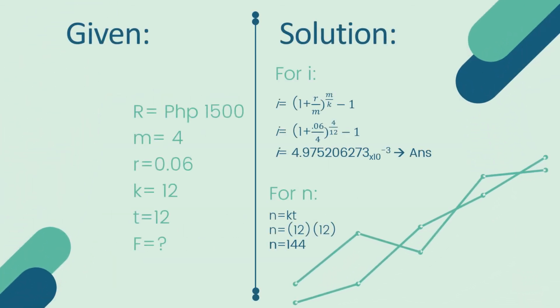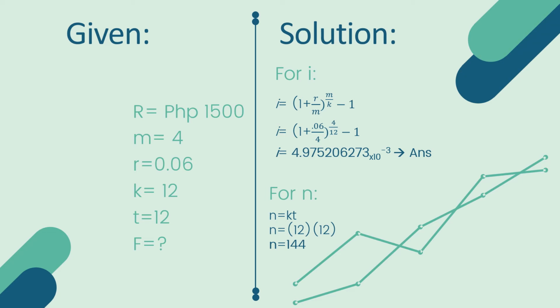So first, we identify the given. As you can see, our uppercase R is equal to 1,500 pesos. That's the amount that he paid monthly. Then, the M or the conversion periods. As you can see, the rate which is 6% compounded quarterly, so our M is 4. And as I said, R is equal to 0.06. Then K is the number of payments made in a year, and he paid every month. So our K is 12, and our time is 12 years.